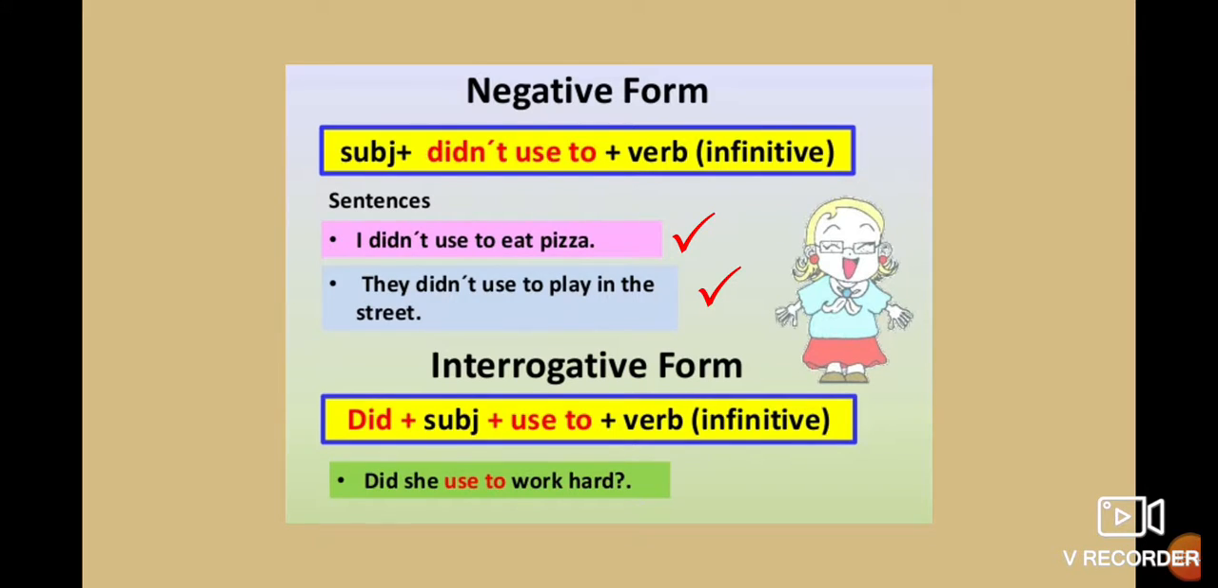Then we have the interrogative form. Okay, did, that is the helping verb. Then you use the subject or a pronoun, the expression used to plus the verb in infinitive. Okay, and you say, did she used to work hard? So did is the auxiliary. Then you use the subject or the pronoun, that is she. Used to is the expression and the verb in infinitive form, that is work.